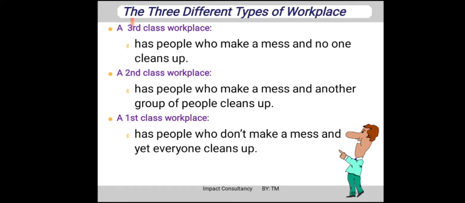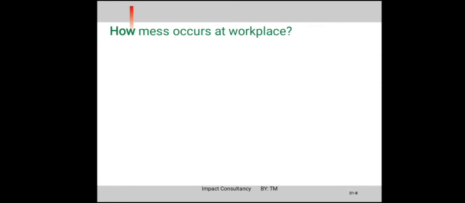So Kaizen 5S will make a first-class workplace. As we discussed in the previous courses, it is also a tool for quality standards, to satisfy quality conformity checks. It helps us satisfy quality checks. The third and second class workplaces are not what we want; we want a first class workplace.